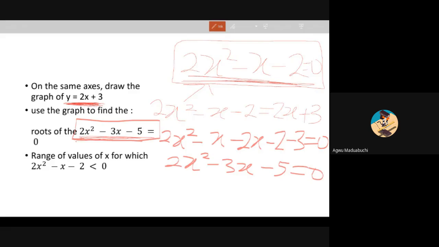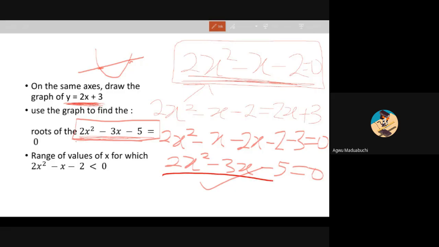So what does that mean? To find the solution for this graph, we are just picking where the curve and the straight line intersect. The 2 points where they intersect is what we pick as the root of this equation. Is this clear? Yes, ma. The straight line and the original equation, that is what was equated together to get this 2x.